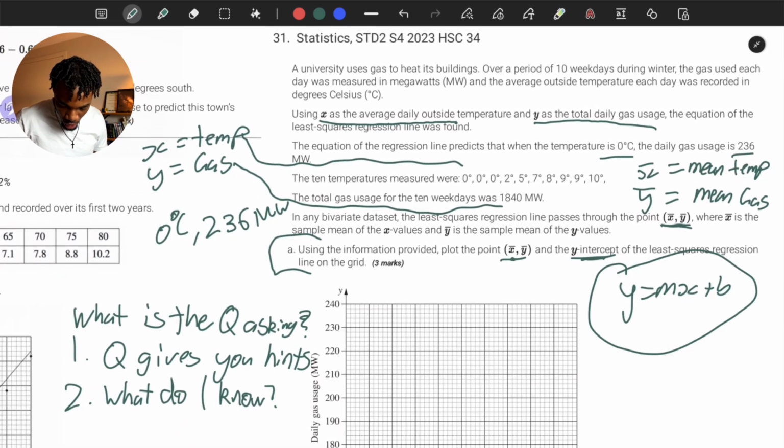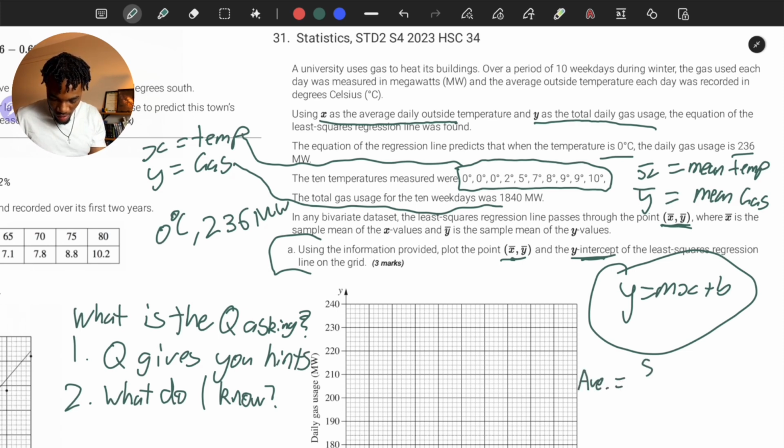I also know how to calculate the mean. Mean is another word for average. So the mean temperature, or average temperature, equals these data points divided by 10. Average equals the sum over the number of points. So, with these things, this is what I know from the question.